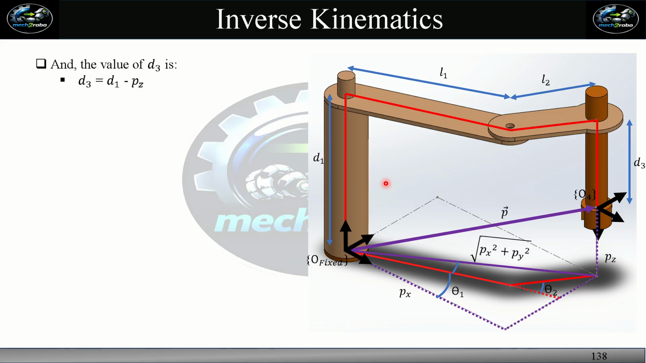Now our major task is getting the value of d3. We already know this component is pz, and this whole component is d1, so pz plus d3 is equal to d1. By shifting pz to the other side we get d3 equal to d1 minus pz, and thus we easily get the value of d3. Thus we get all the joint values at the given position of the end effector with respect to the fixed base.